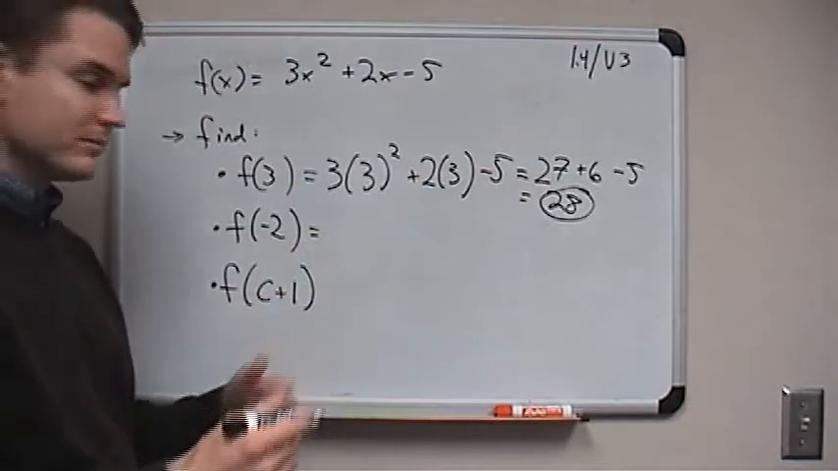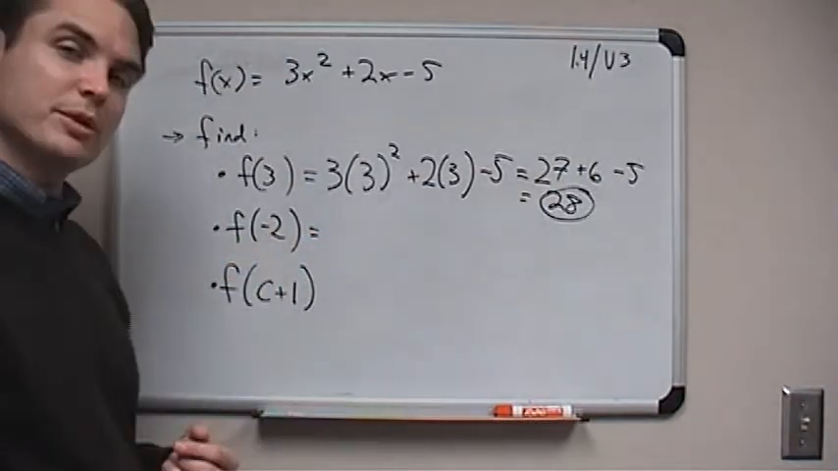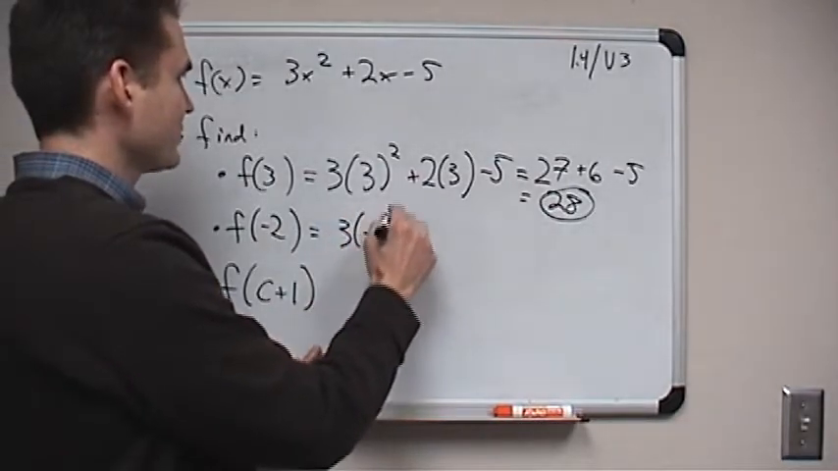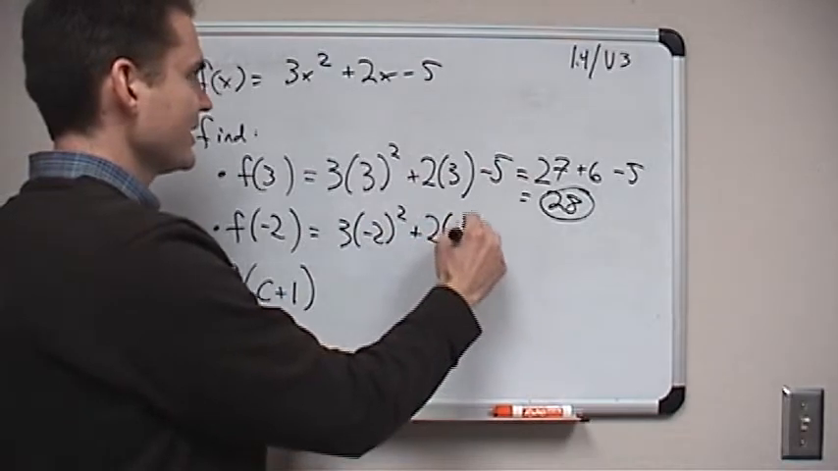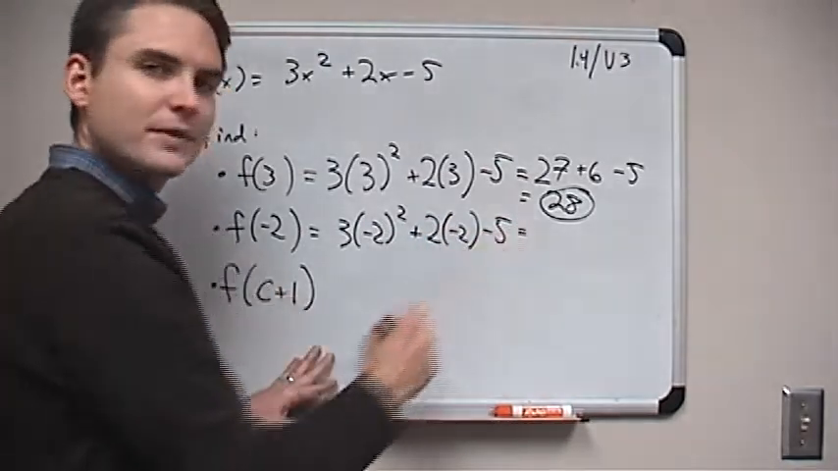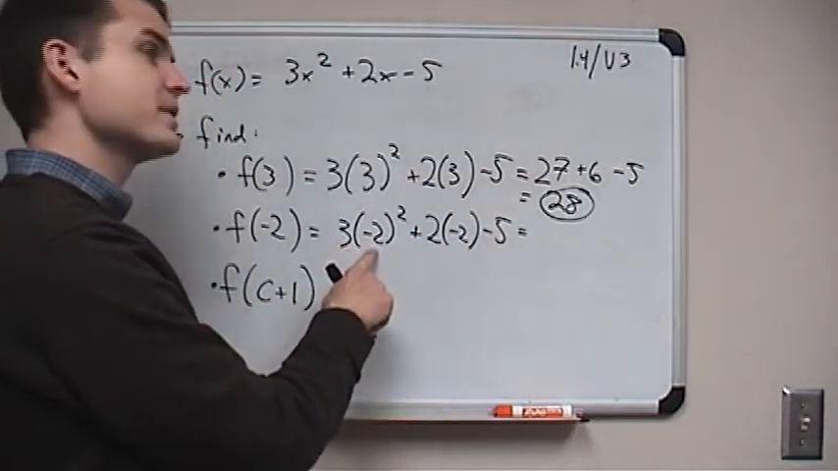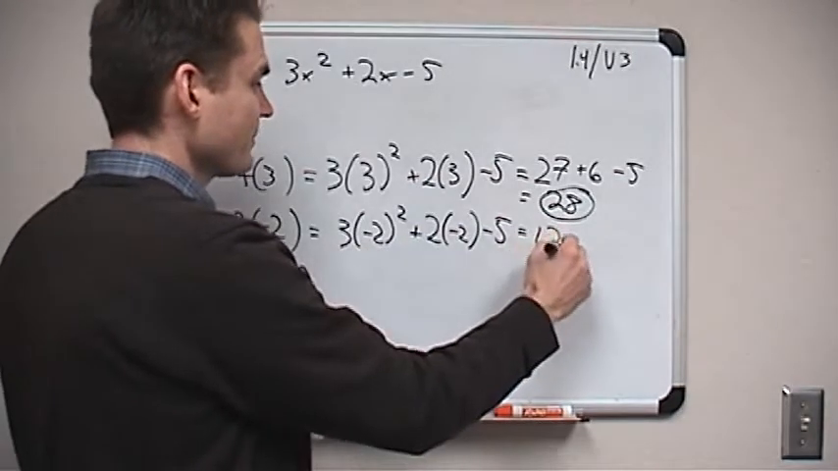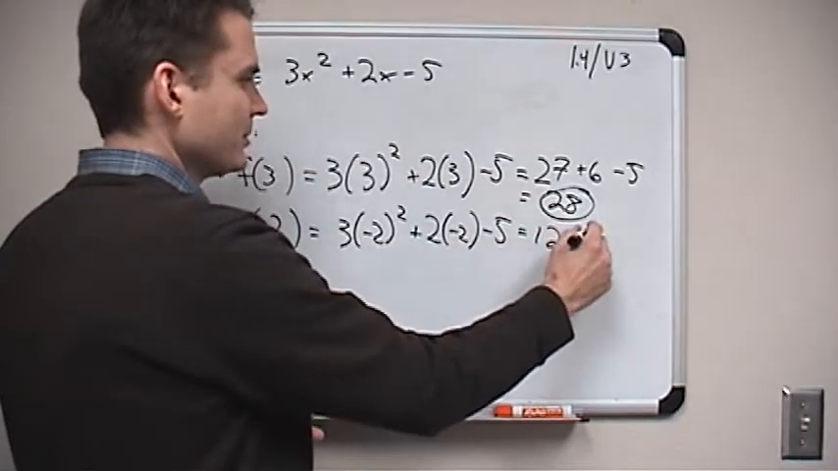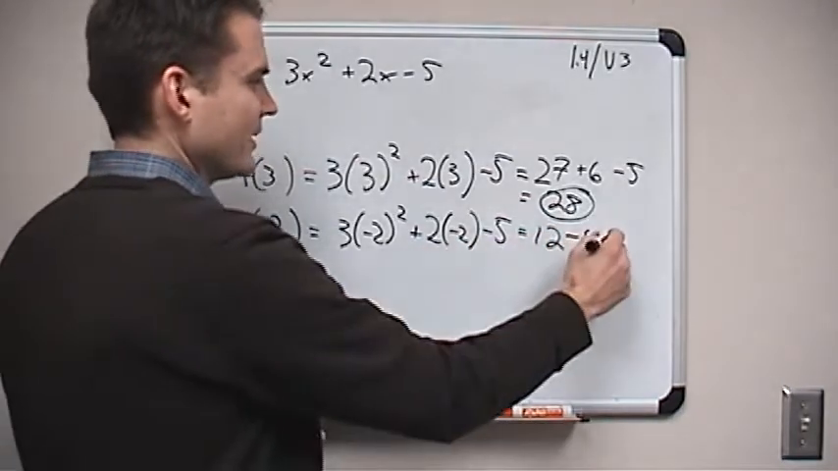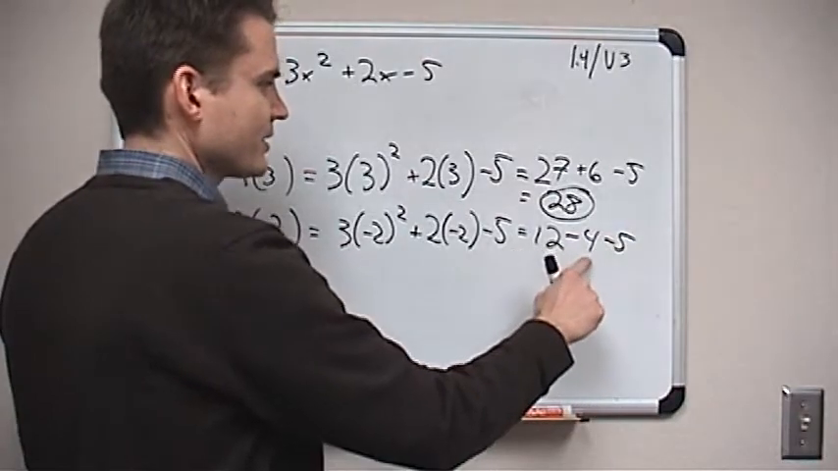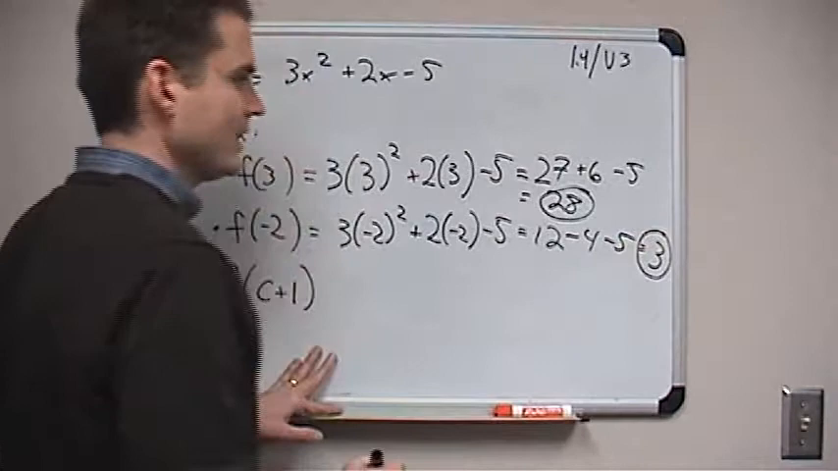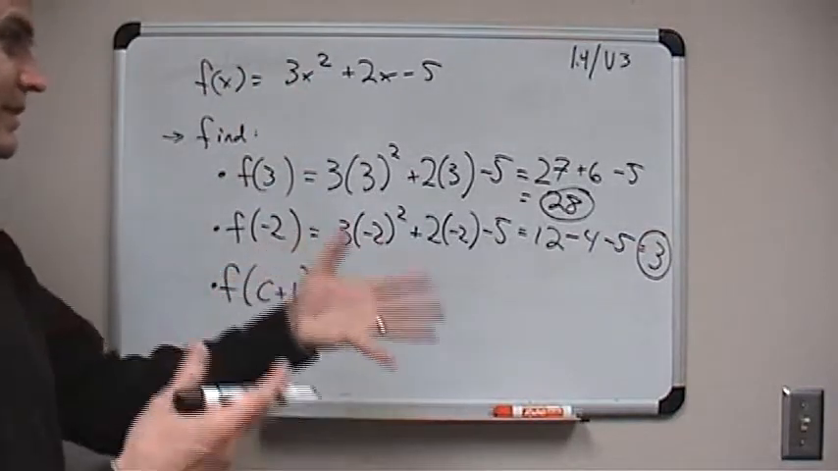Okay, f of negative 2. Same exact process, just now we're putting a different number in for x. So I'm going to take 3 times negative 2 squared plus 2 times negative 2 minus 5. So 3 times, well, let's see, negative 2 squared is 4, so 3 times 4 is 12. And this will be minus 4, minus 5. 12 minus 4 is 8, 8 minus 5 is 3. So f of negative 2 is 3.